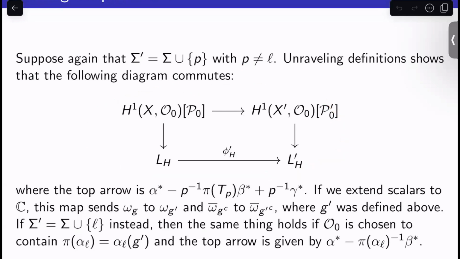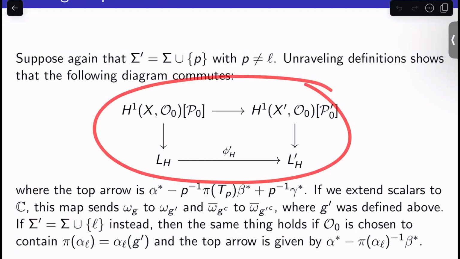What if p is L? The same thing holds if O naught is chosen a little bit differently. You just have to choose it to contain pi of A sub L, which is alpha sub L of g prime. And then the top arrow changes a little bit as per the discussion we just had above. You don't get this. You get alpha upper star minus pi of alpha sub L inverse beta upper star. Okay, so we have a commutative diagram kind of in either case.